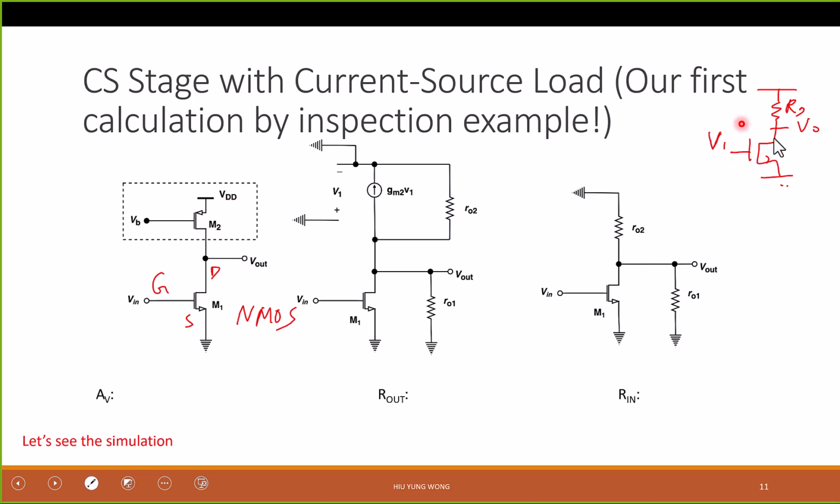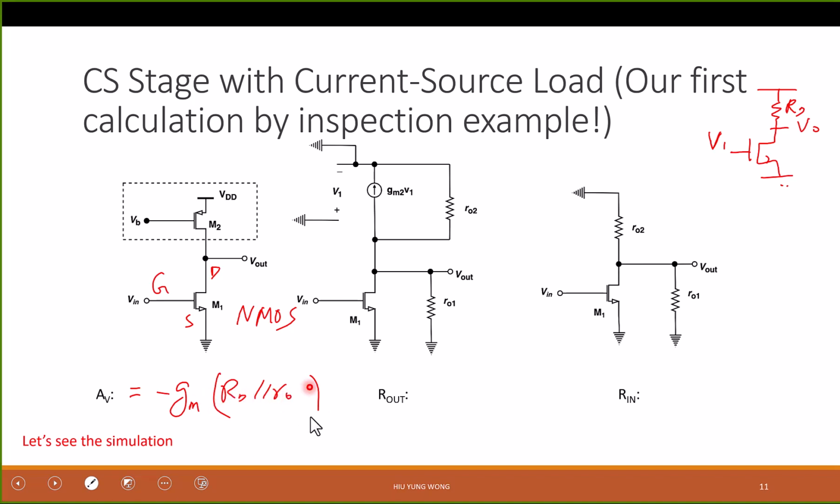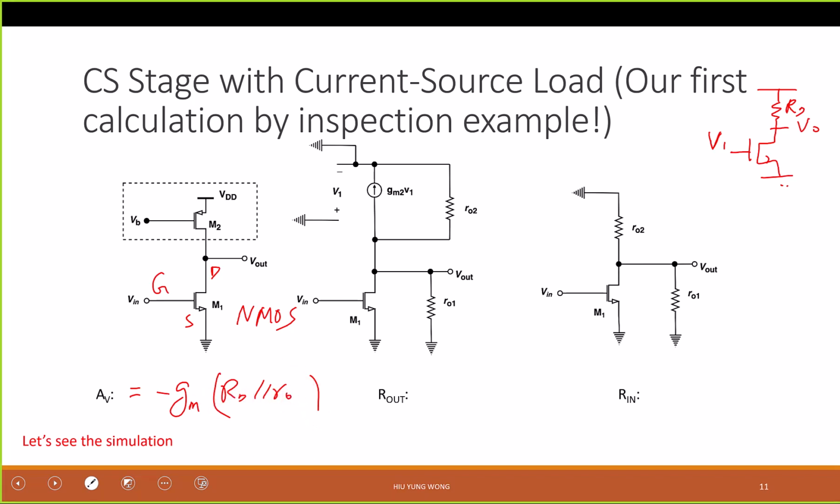If the professor had given me the RD, I already know that the gain must be equal to negative GM RD parallel R01. Correct? And by the way, what is GM? Is it GM1 or GM2 in this case? GM1, right? Because this is the transistor I used before. So I actually should erase all the numbers. This was the original equation, negative GM RD parallel R01, right? The only problem is I'm given something like this.